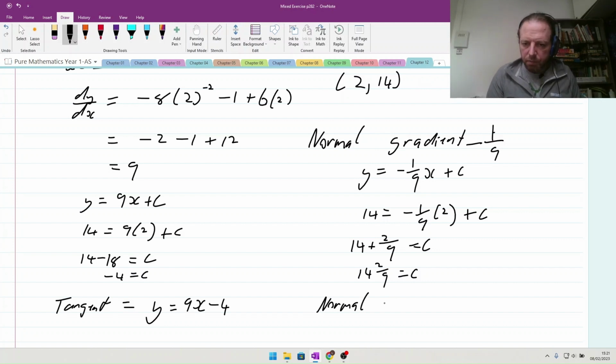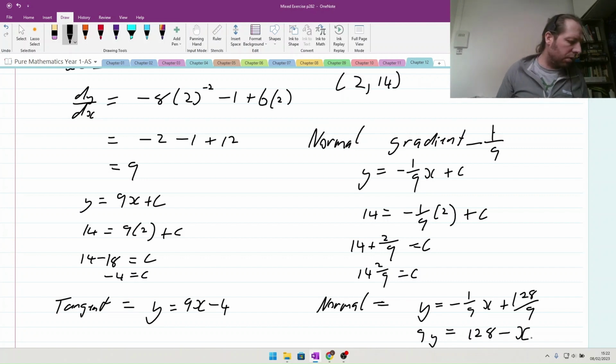I don't see why I can't leave it as 14 and 2/9 equals c, giving us the normal y equals minus 1/9 x, and I'm going to just do this as 14 times 9, which is 126, plus the 2, 128, plus 128 over 9. And to finish it up, to make it neater, I'm going to write it as 9y equals 128 minus x.